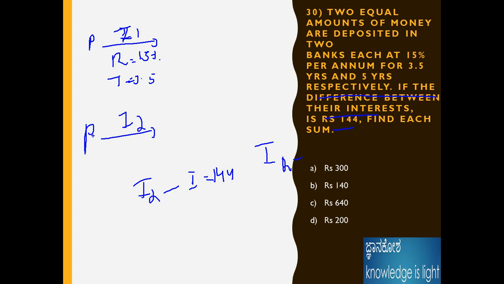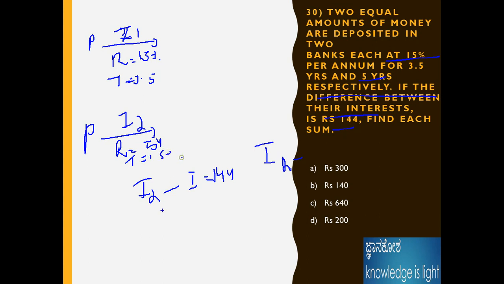What is the rate? T is equal to 5 years. Okay, apply this logic. Here the rate should be, each bank is 15% only. Here also the same, R is equal to 15%.